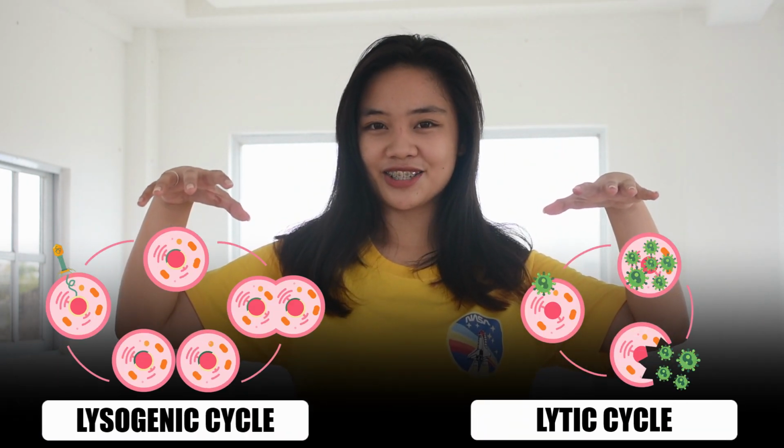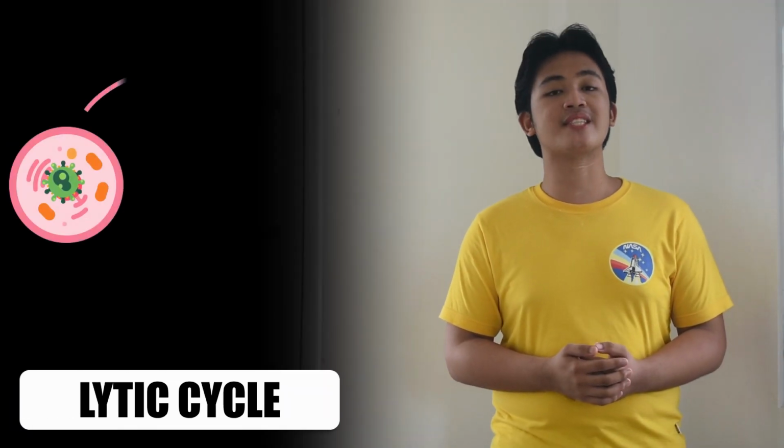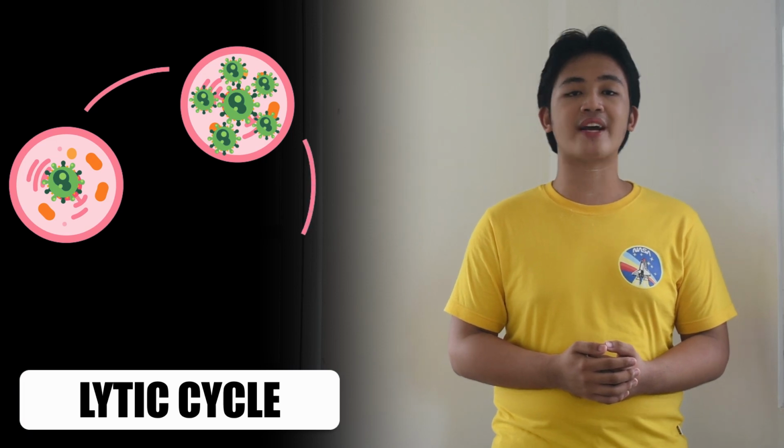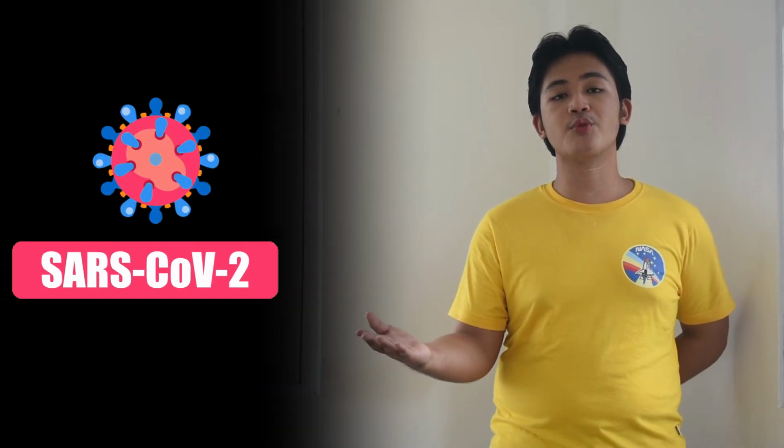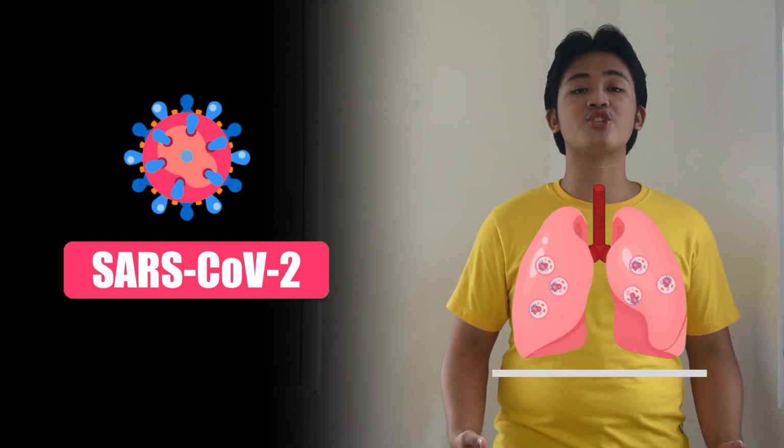But how do viruses replicate? The life cycle of a virus can go down one of two routes. The first option is known as the lytic cycle, or it can take a slower option known as the lysogenic cycle. In the lytic cycle, a virus enters a cell, replicates, and causes the infected cell to burst. SARS-CoV-2, which causes COVID-19, is an example of the lytic cycle. During its replication in the lungs, it causes destruction of cells within the respiratory tract.